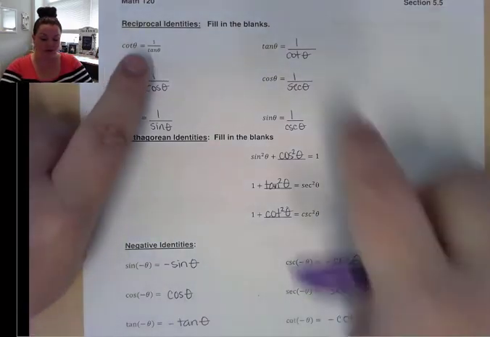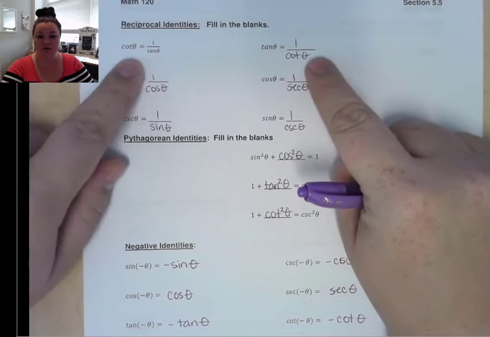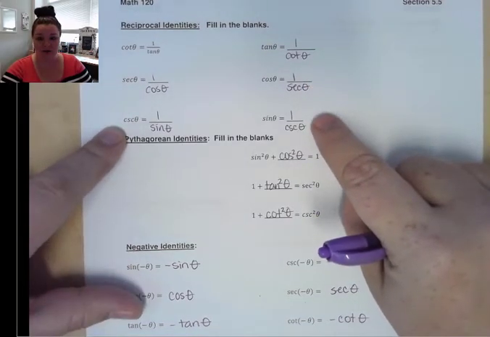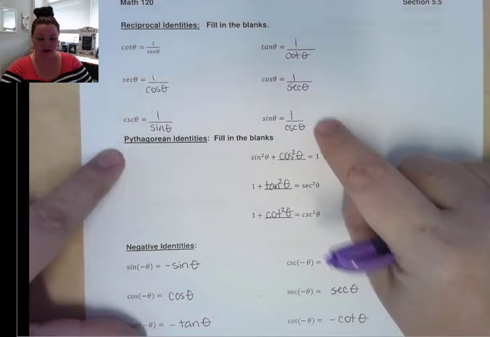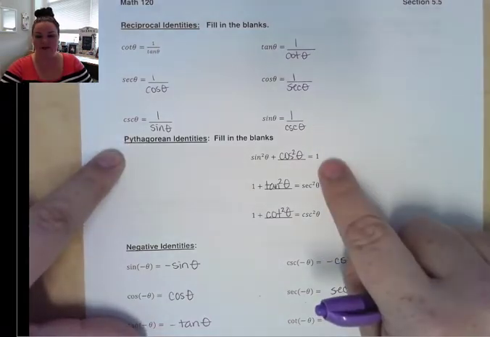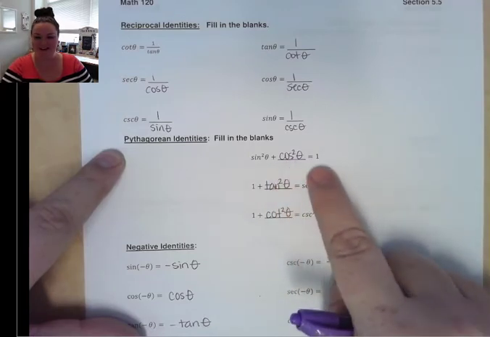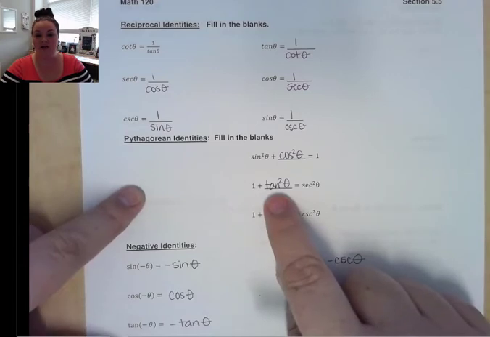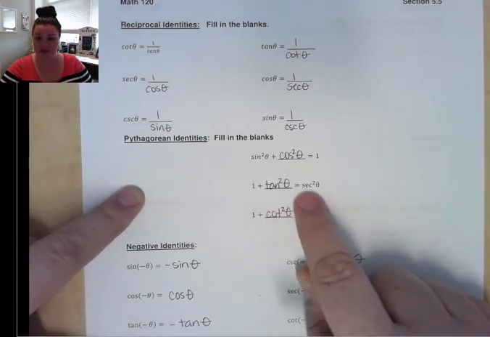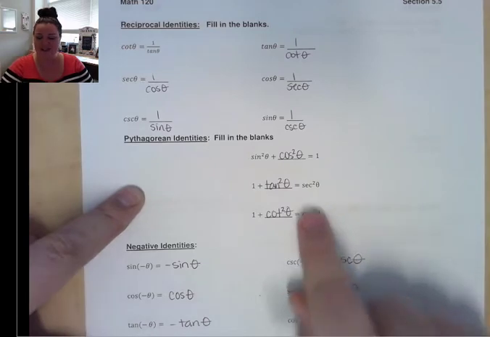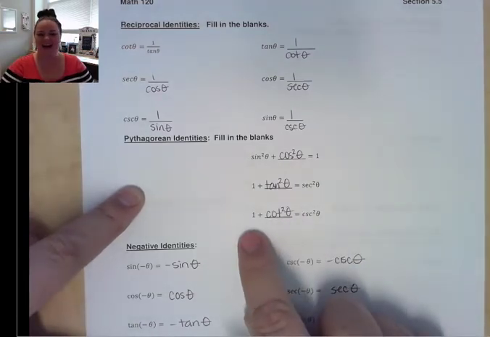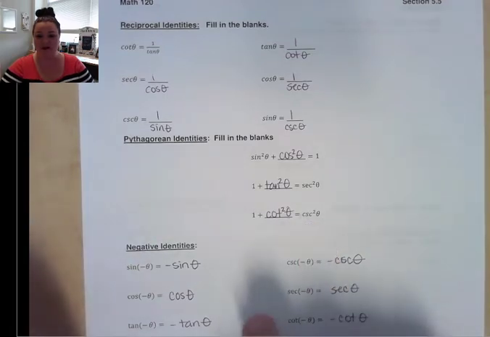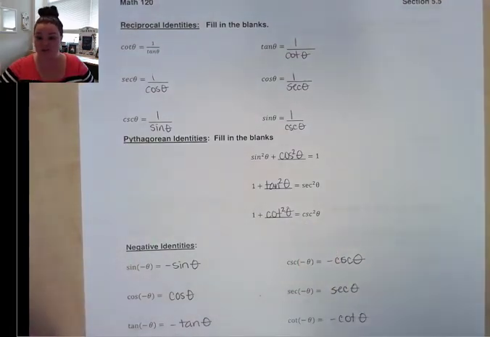Reciprocal identities: we know that cotangent and tangent are reciprocals, secant and cosine are reciprocals, and cosecant and sine are reciprocals. So hopefully those were all quick. Our Pythagorean identities: "you sin, you confess, you're one with God," right? Sine squared plus cosine squared equals 1. 1 plus tangent squared theta equals secant squared theta. "Just give me 1 tan second," right? And then 1 plus cotangent squared equals cosecant squared. So hopefully those are becoming more and more familiar to you.